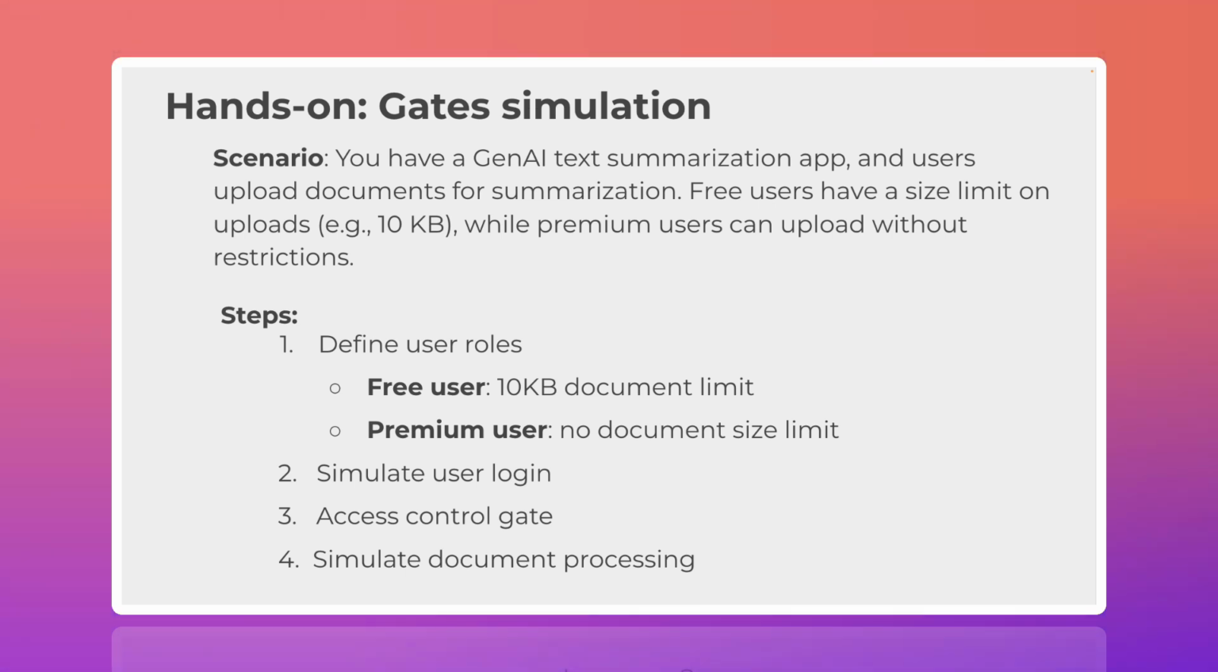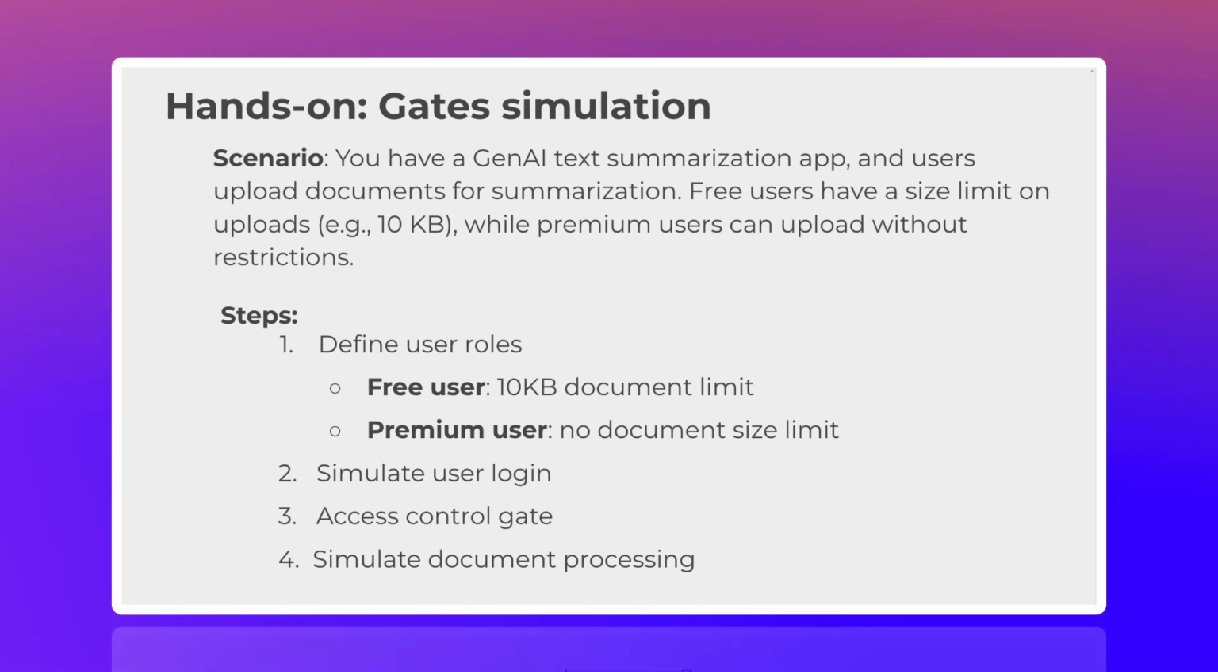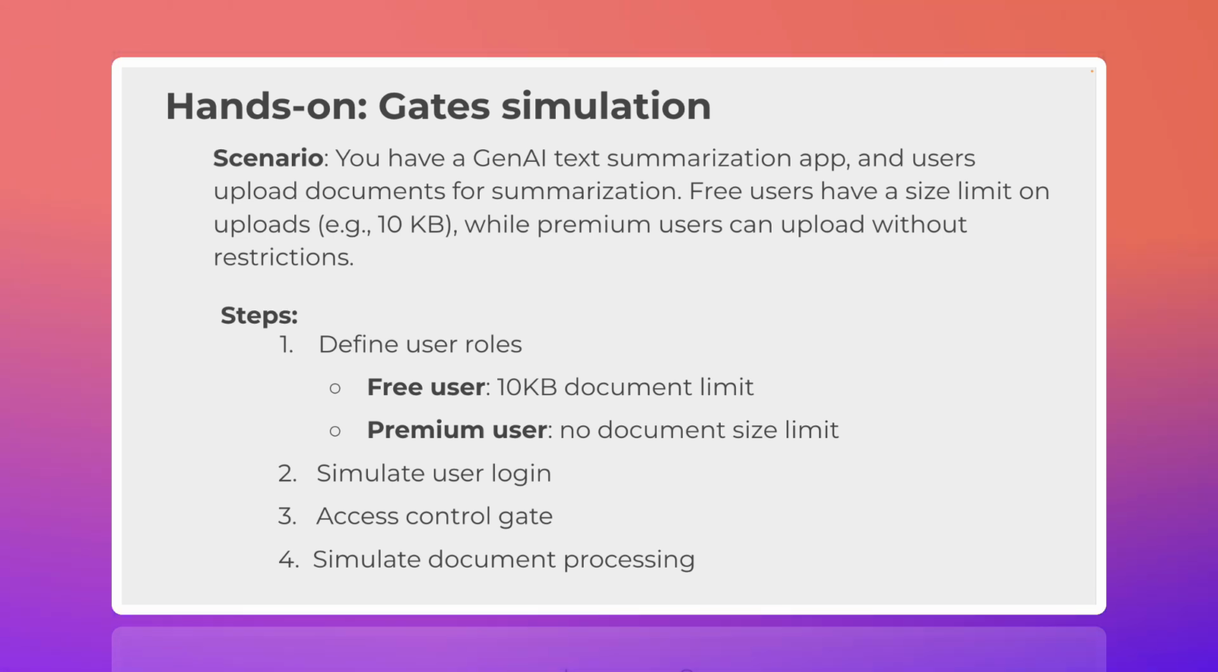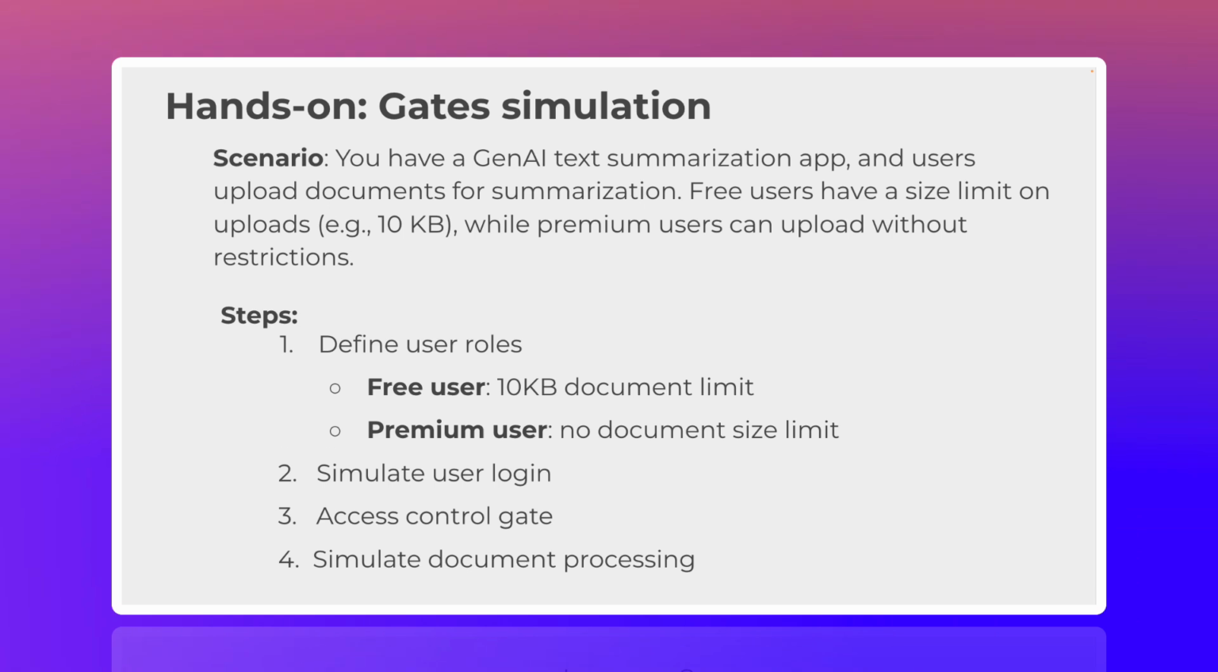So essentially imagine that you're creating a GenAI application that summarizes text. The idea is that users are able to upload a certain document for summarization. We are going to make it so that we have a premium and a free user side of things. The free user can upload up to a 10 kilobytes document size limit, whereas for the premium user, there's no document size limit.